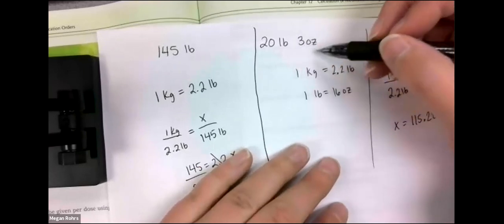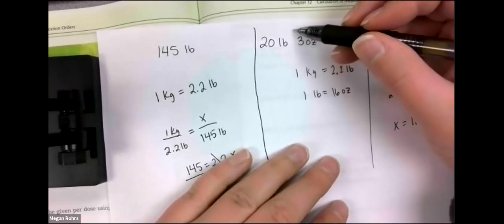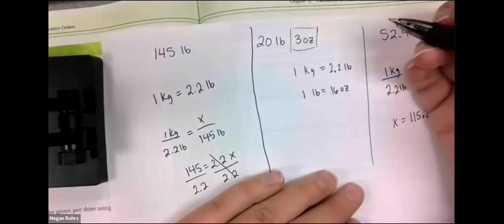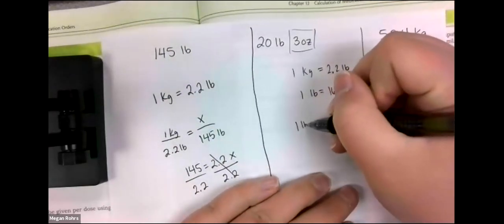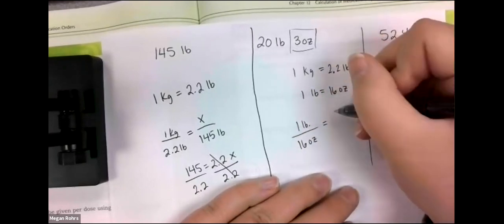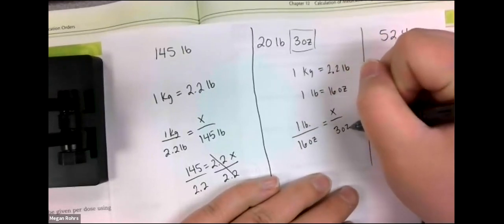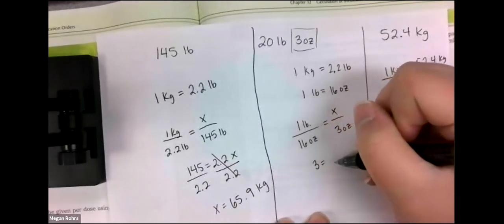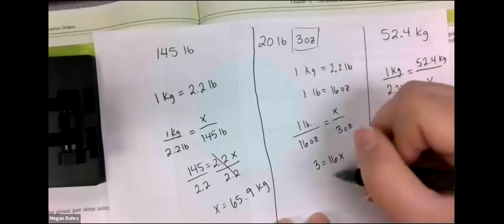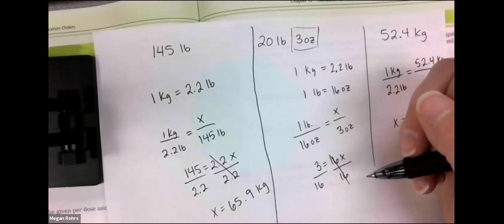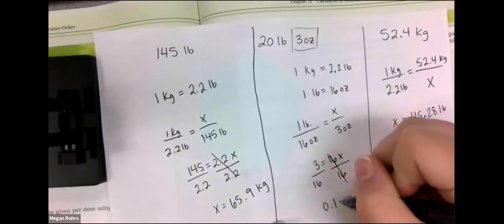So if I wanted to convert these ounces, just this part here, into pounds, just set up a ratio and proportion. 1 pound is 16 ounces. Set that equal to x over 3 ounces. So now I have 3 equals 16x. Divide by 16 to get that by itself. 3 divided by 16 gives me 0.19.